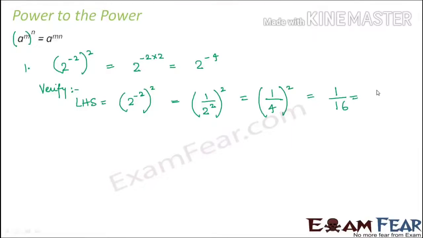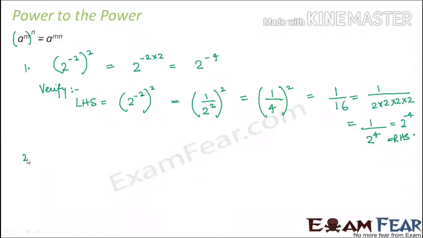Now how can we write 16? 16 can be written as 2 into 2 into 2 into 2. So this can be written as 1 by 2^4, which is equal to 2^-4. So that's the right hand side, right here. So we have proved the value of left hand side is actually equal to the value on right hand side. So this also proves that this law holds true.